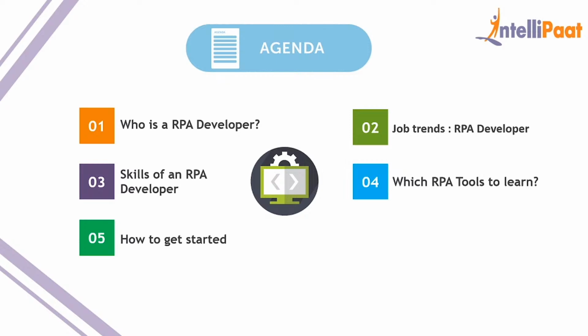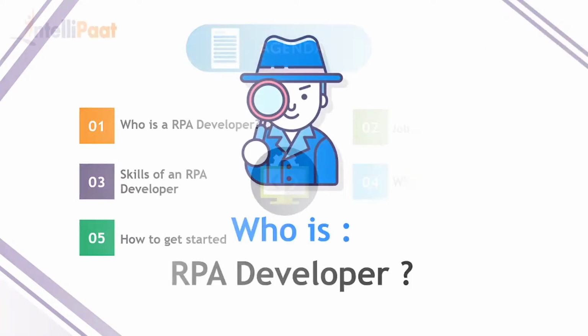From there, we'll move on and talk about the skills that you need in order to become an RPA developer. These are the skills that we mapped across different job descriptions that we went through, and that will be the third section. And from there we'll talk about which RPA tools you should learn, and finally we'll be talking about how you can get started with your career in RPA. So that is the agenda, guys. I hope that is very clear to you. So without wasting any further time, let's get into the session.